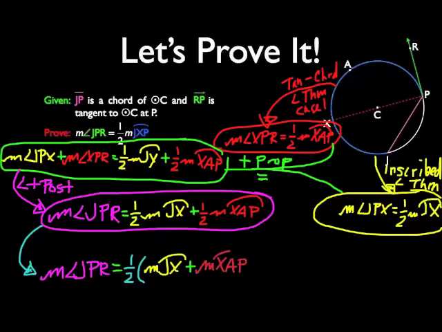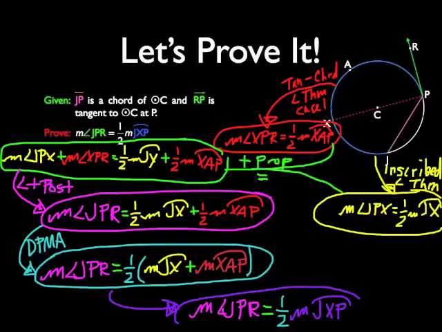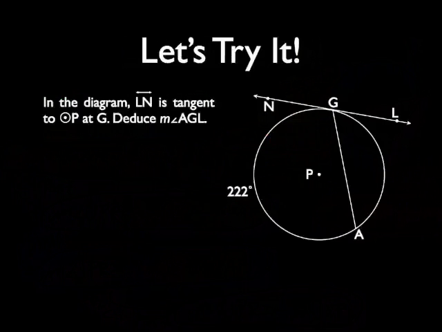But wait a minute. The two arc measures added together are the measure of the entire arc. So the measure of angle JPR is half the measure of arc JXP. And that's the arc addition postulate. Boom, we're done. Not really difficult, but kind of tricky. Case 2 is exactly the same, except that you'll be subtracting the angle and arc measures instead of adding them. So now let's give it a try.